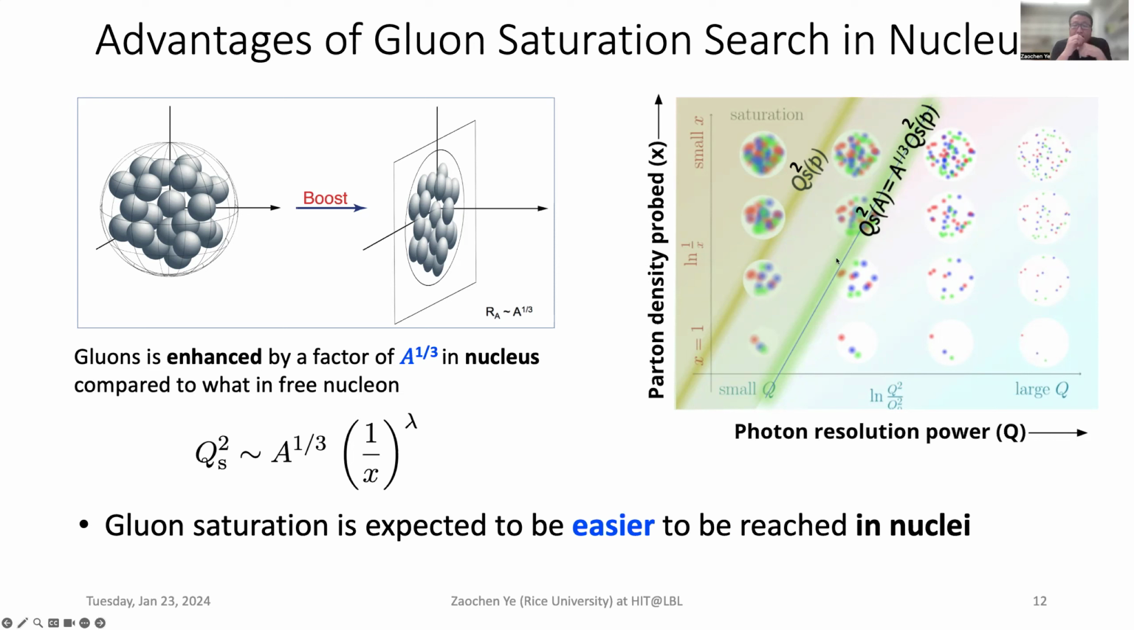Directly decreasing the x values in the experiment requires increasing the probing energy, which is very difficult and expensive. So the search for gluon saturation inside nuclei will be much easier and lower cost compared to free nucleons.